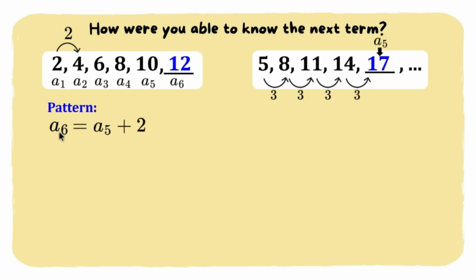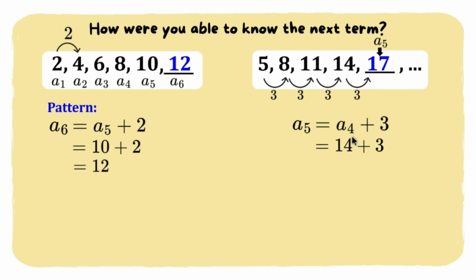So if we have here a sub 6, yung ating end term, which is 12, equal lang po siya sa ating preceding term, yung sinusundan nating term, which is a sub 5, plus 2. Okay? So, para makuha natin si 12, 10 plus 2 is 12. Ganon din po dito. In order for us to get the value of a sub 5, okay, or the fifth term, you just add 3 dun po sa fourth term. Okay? 14 plus 3 is 17.